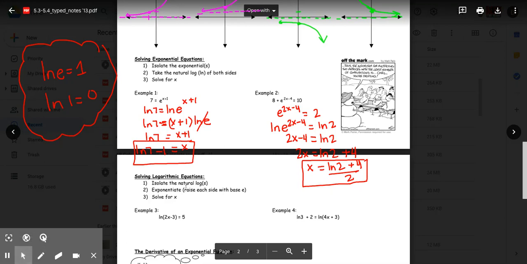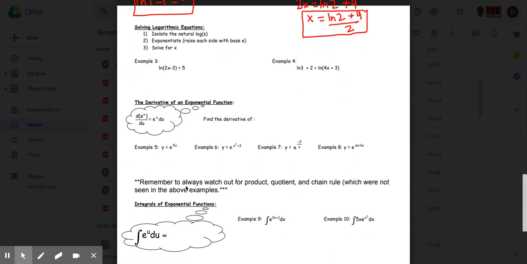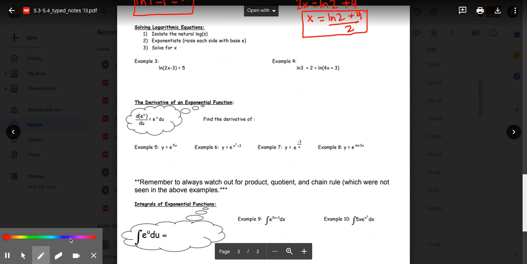All right, moving down, we're solving logarithmic equations now. So to solve logarithmic equations, you want to get the log by itself, which it is in example 3. Then you want to exponentiate. So this is base e. So we take e, you raise it to the other side, which is 5, and you set it equal to the inside of the log. So base e raised to the right-hand side, set it equal to what you're taking the log of. And now you can solve for x by adding 3 to both sides, and then you would divide everything by 2.